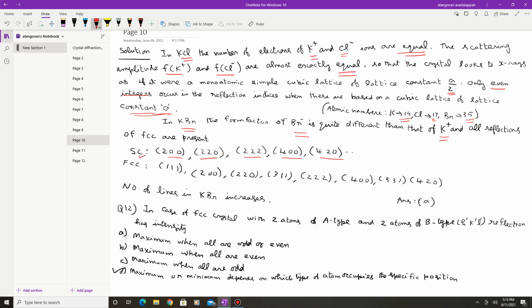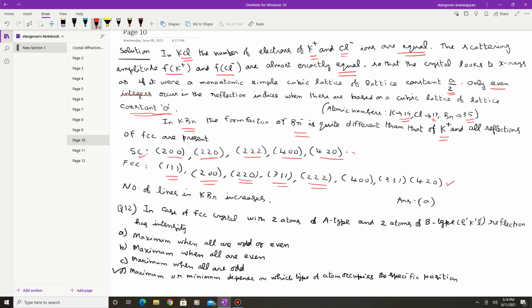For FCC, we have to choose all the allowed reflections. The first reflection is 111, where all the numbers are odd. The next is 200, then the higher HKL values 220, then 311, 222, and so on. So 1, 2, 3, 4, 5, 6, 7, 8. The number of peaks corresponding to FCC is larger when compared with the number of peaks corresponding to simple cubic.